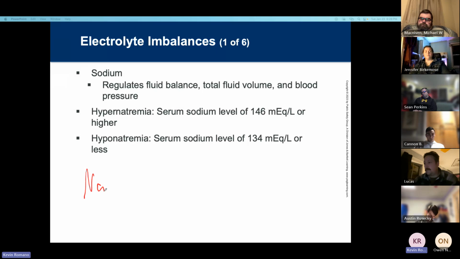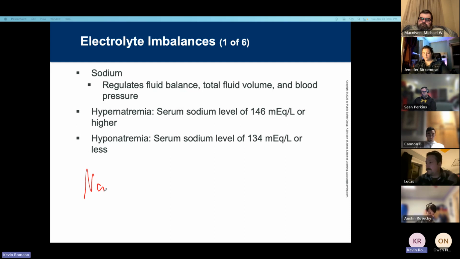Hyponatremia is a sodium level of 134 or lower. We'll talk about that here in 1 second. Causes of hyper and hyponatremia include excessive sweating and heat during exercise, gastrointestinal loss through vomiting and diarrhea, and inappropriate use of intravenous fluids or diuretics.